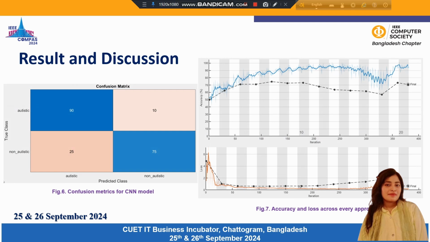And as the result discussion, we can see in figure 6, the confusion matrix for the CNN model: 90 and 75 for TP and TN respectively, and 25 and 10 for FP and FN respectively. For the accuracy, figure 7 depicts the CNN model illustrating its accuracy and loss across iterations. The model is trained over a maximum of 380 iterations, with each epoch comprising 90 iterations.